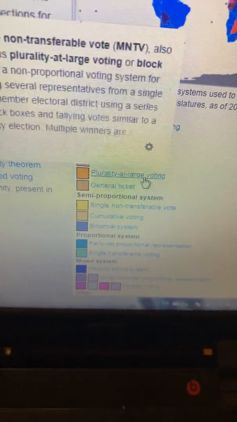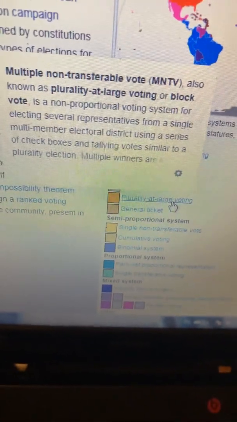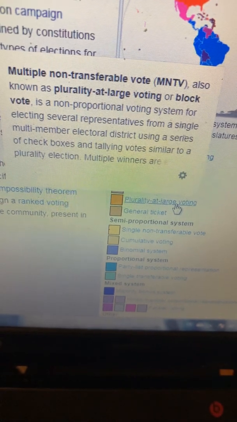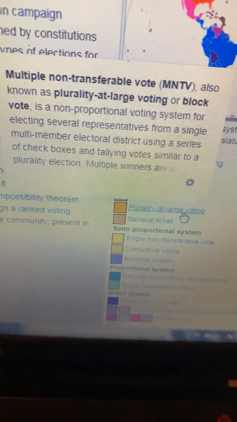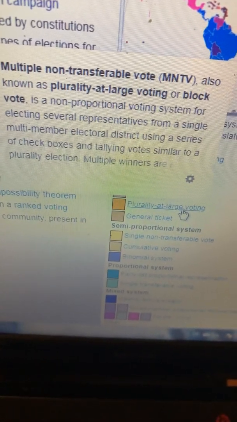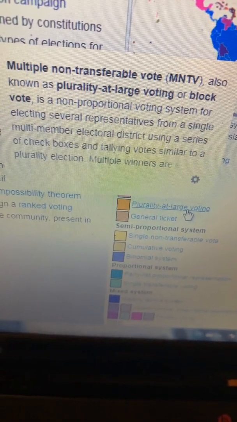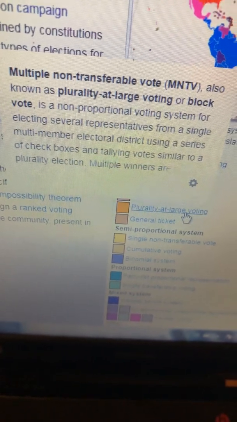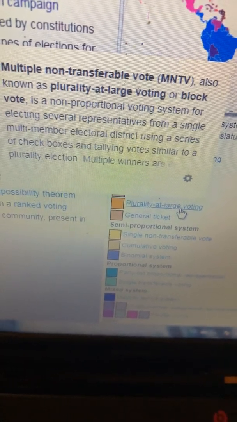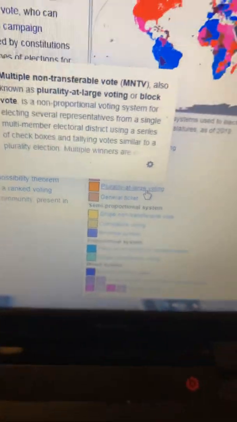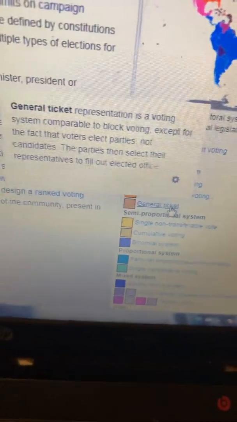And the plurality at large voting, or multiple non-transferable vote, also known as plurality at large voting or block vote, in short MNTV, is a non-proportional voting system for electing several representatives from a single multi-member electoral district using a series of checkboxes and tallying votes similar to a plurality election. And then there is the general ticket.